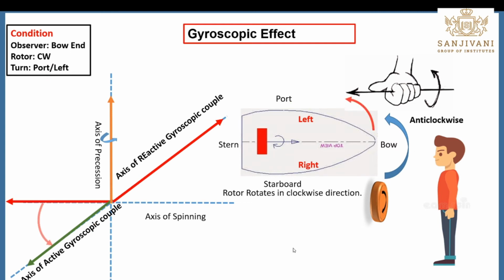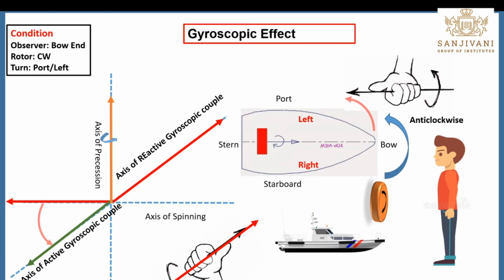But we are interested in the reactive gyroscopic couple, which is perpendicular to the screen, or perpendicular to the vertical axis. That means again we have to orient your thumb away from you, and you have to check the direction of rotation of the fingers. The direction of rotation of the fingers is the clockwise direction.